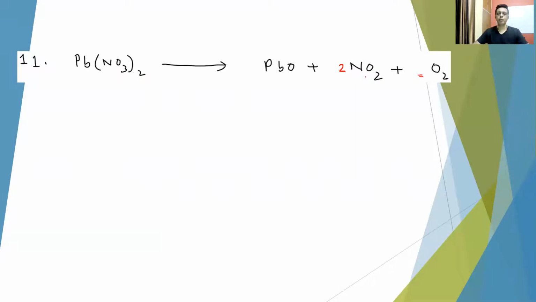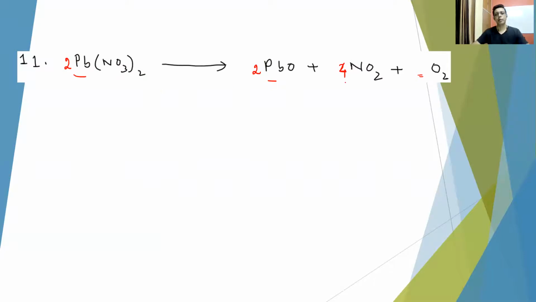So oxygen becomes more on this side. That means this is wrong. So what we'll do is place 2 here now. 2 lead, 2 here. Lead is balanced. Nitrogen becomes 2 times 2, 4, so make it 4. Nitrogen is 4. Now see whether it's balanced or not. 2 lead is balanced.